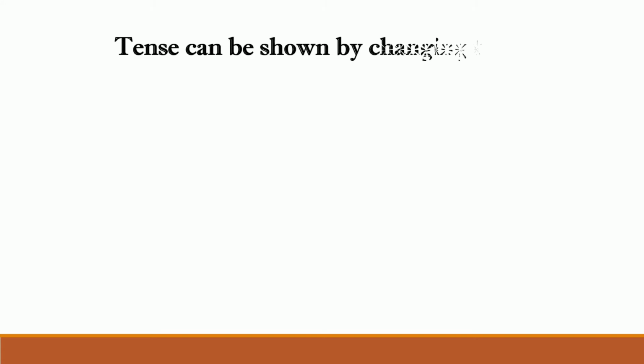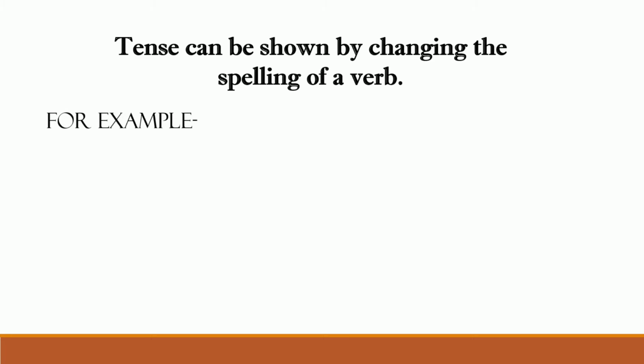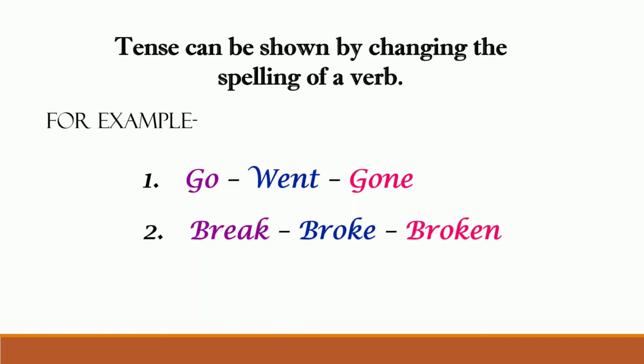Tense can be shown by changing the spelling of a verb. For example, go, went, gone. Break, broke, broken.